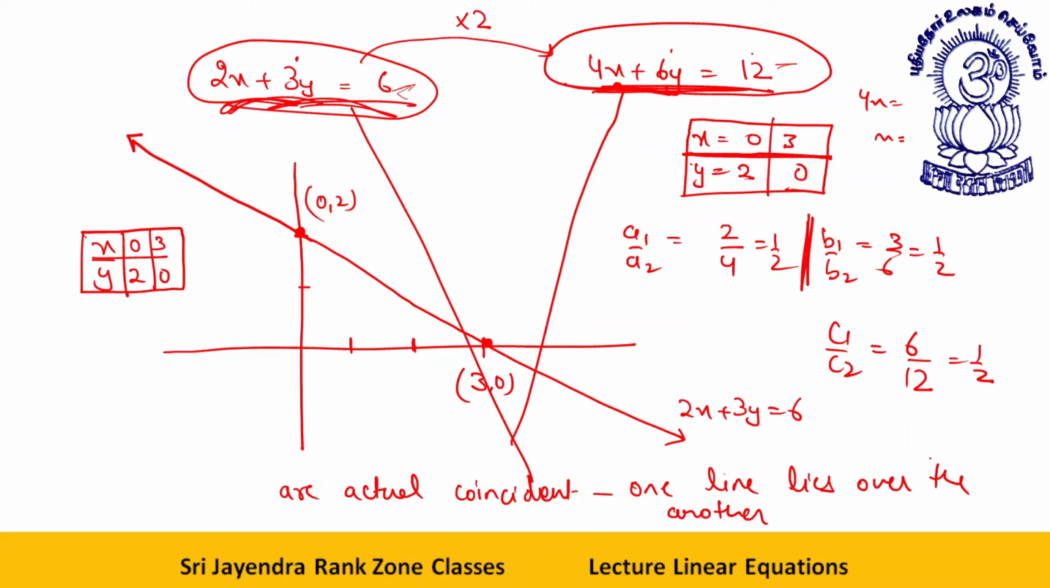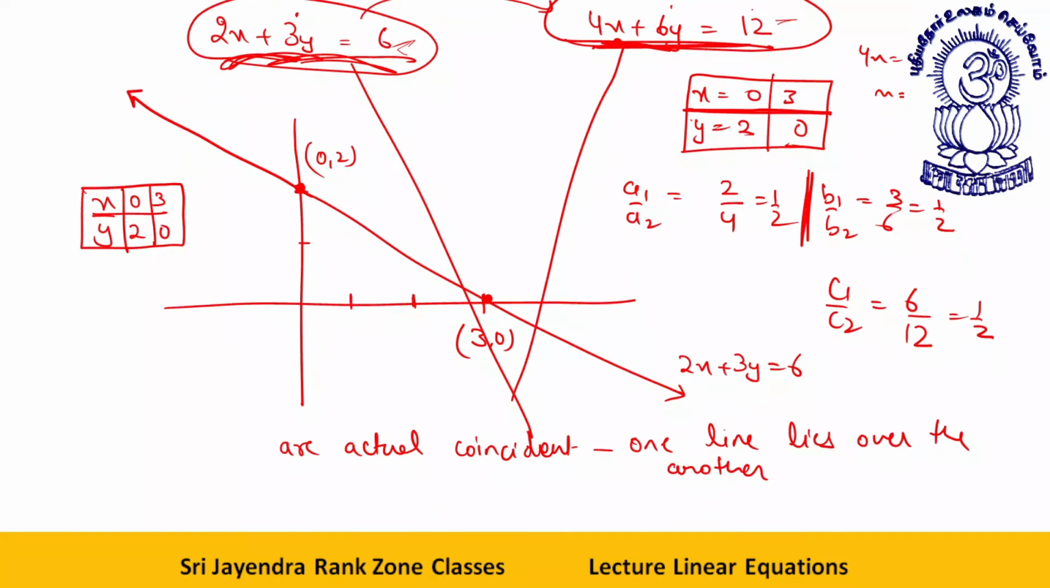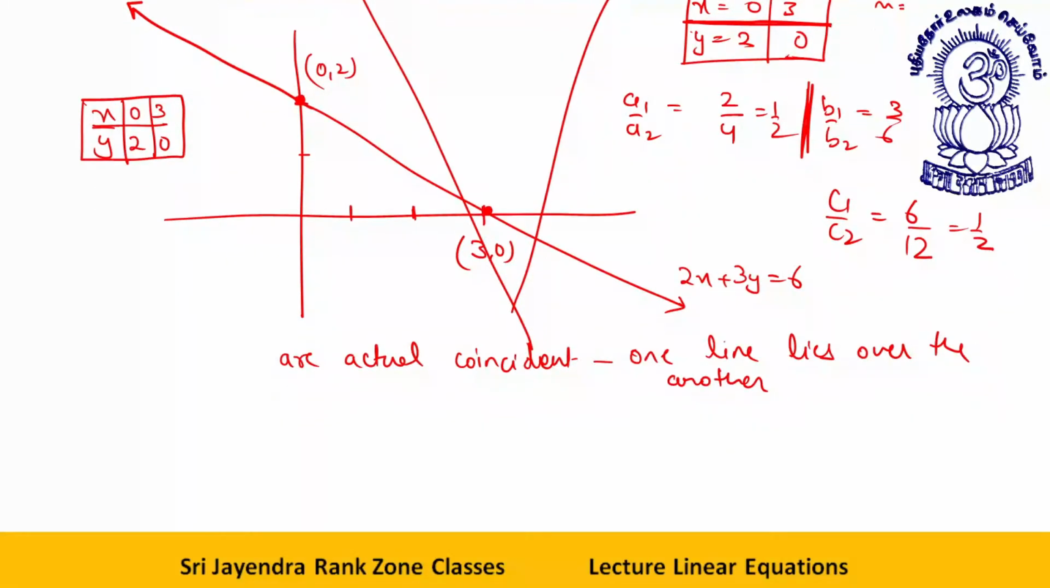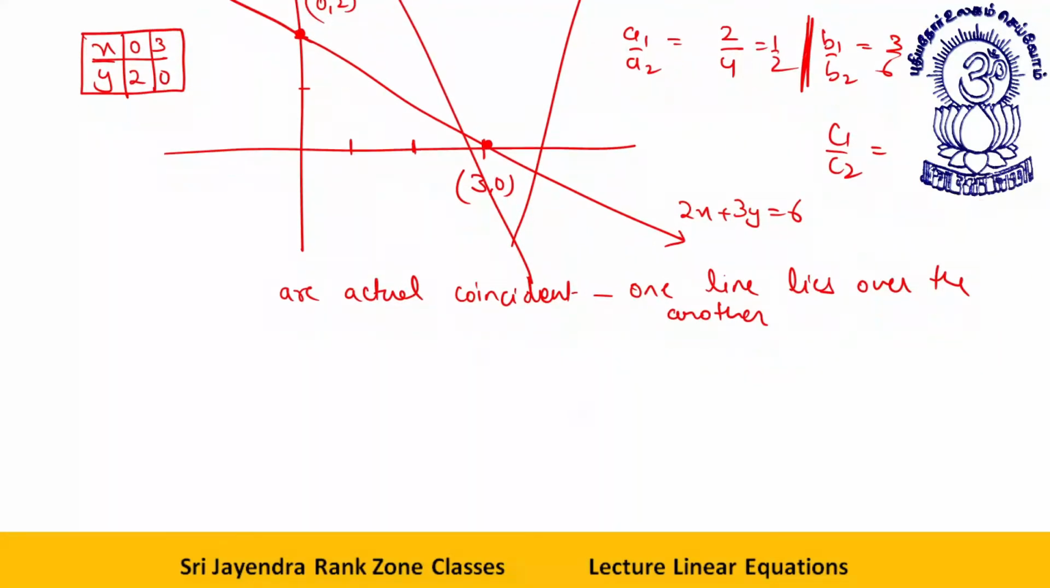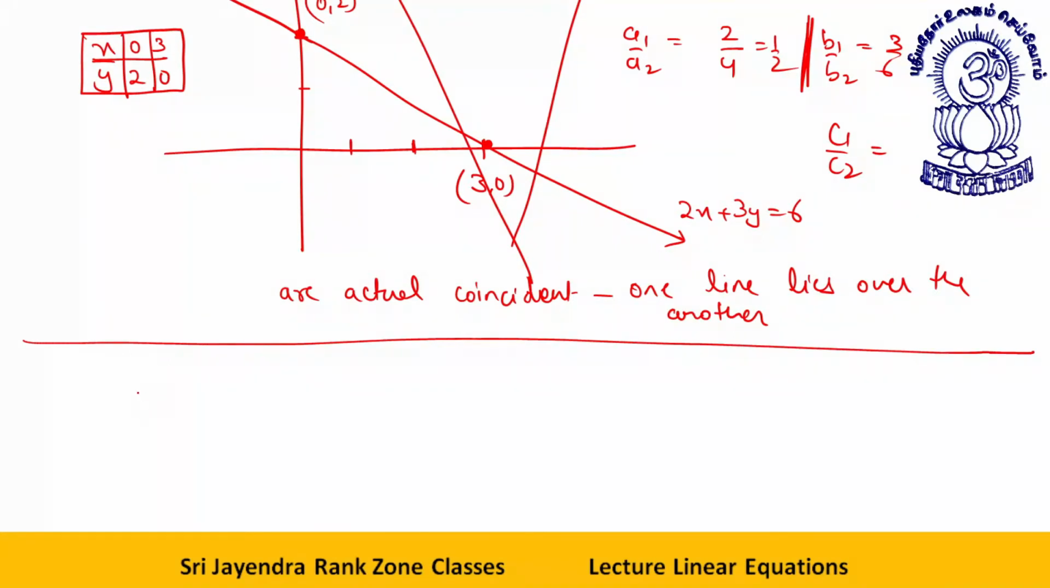Now comes one more basic thing. From the starting, what we have discussed is, see these two lines. These two lines have m1 not equal to m2. They meet at one point.